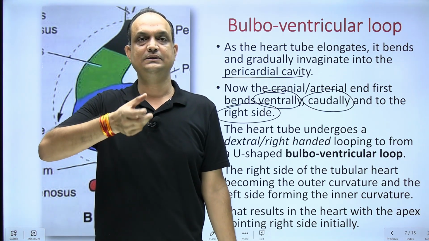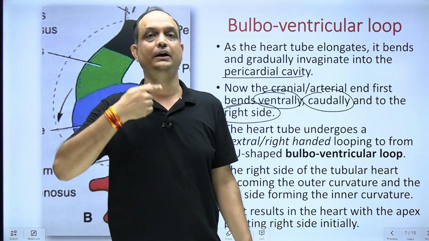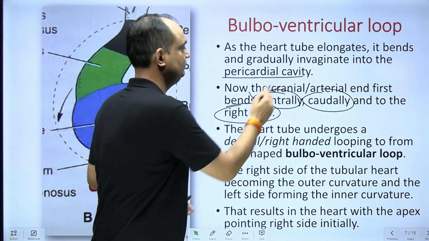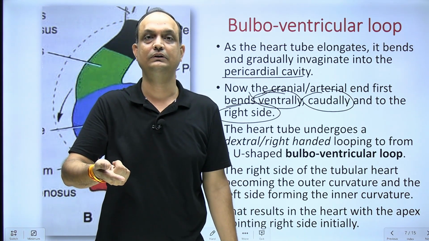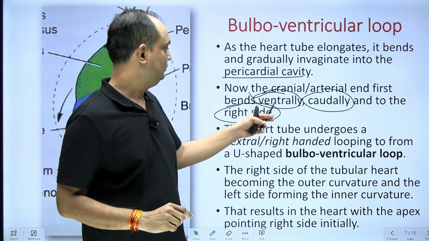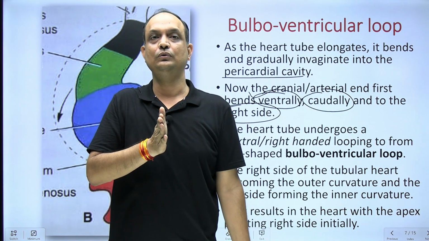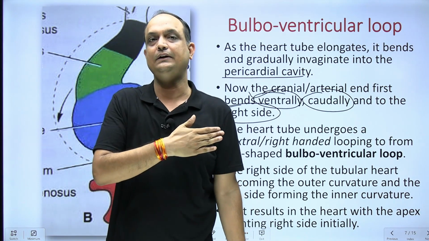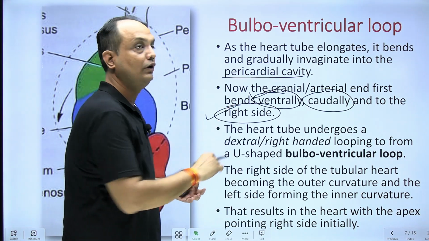So when the loop is coming out, it is on your ventral surface. So first direction of the loop is ventrally. It is not going posteriorly, it is coming out towards the anterior aspect. Now this loop which is coming out is going to rotate to the right side, not the left side. So it is going to the right side. Clear? Now what will happen?